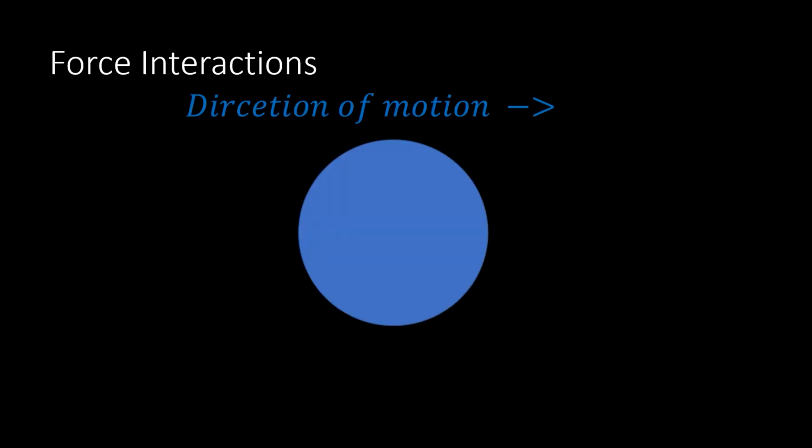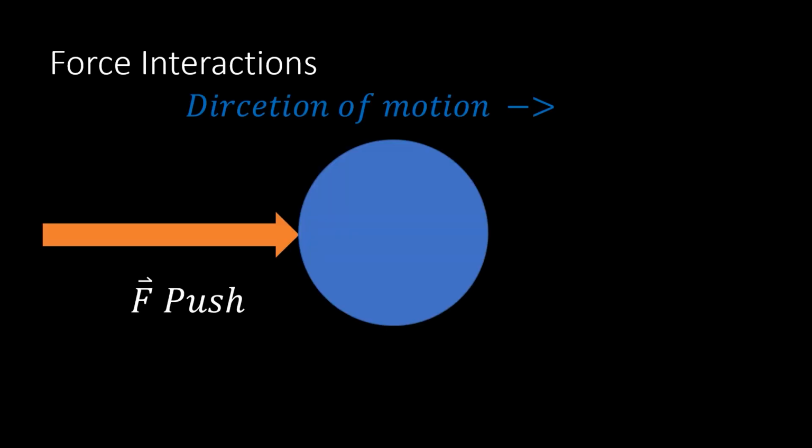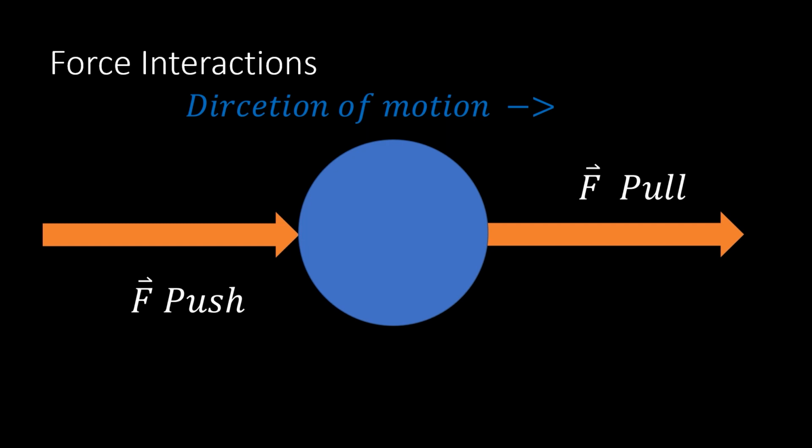In order to better understand Newton's laws, we first need to understand what a force is. A force can either be denoted as a push or a pull. It is an interaction between two objects. A force is always denoted with a vector quantity. Therefore, we put an arrow above it.